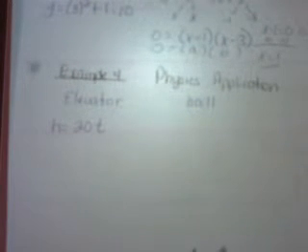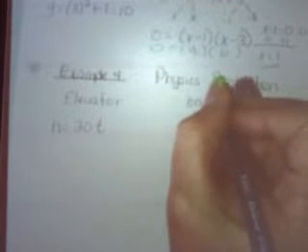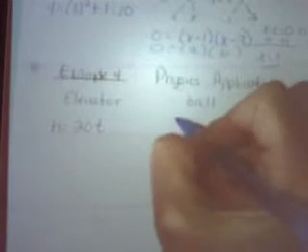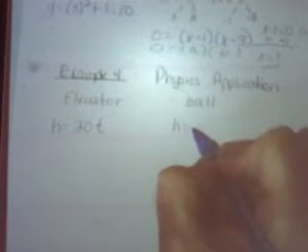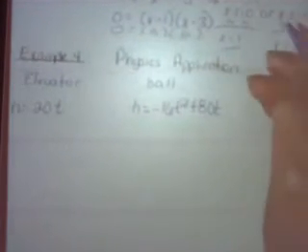Okay? At the instant the elevator is at ground level, a ball is thrown upward with an initial velocity of 80 feet per second from ground level. The height in feet of the ball after t seconds is given by h equals -16t squared plus 80t. Find the time it takes for the ball and the elevator to reach the same height.